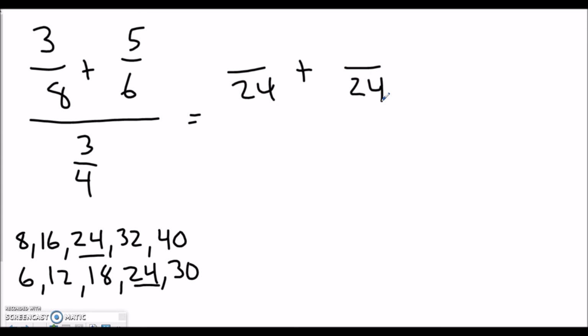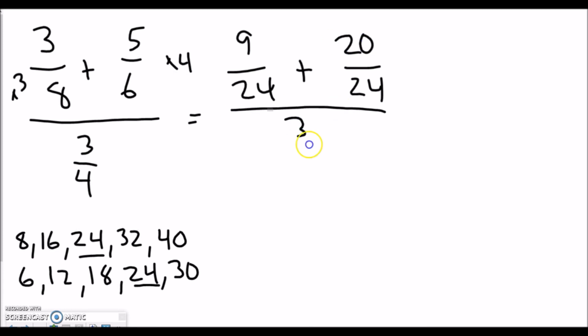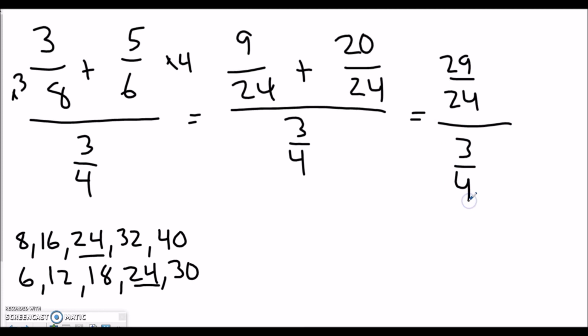How do we go from 8 to 24? Well, that's by times by 3. 3 times 3 is 9. How do I go 6 to 24? That's times 4. 5 times 4 is 20. Put that over 3/4. Add them together. 29 over 24, all over 3/4.